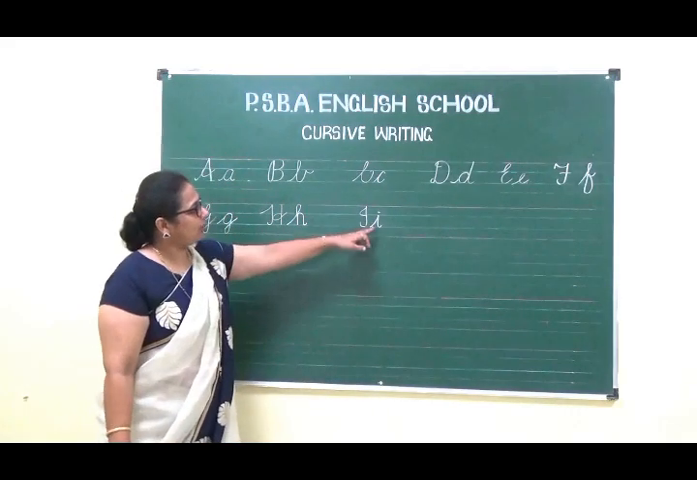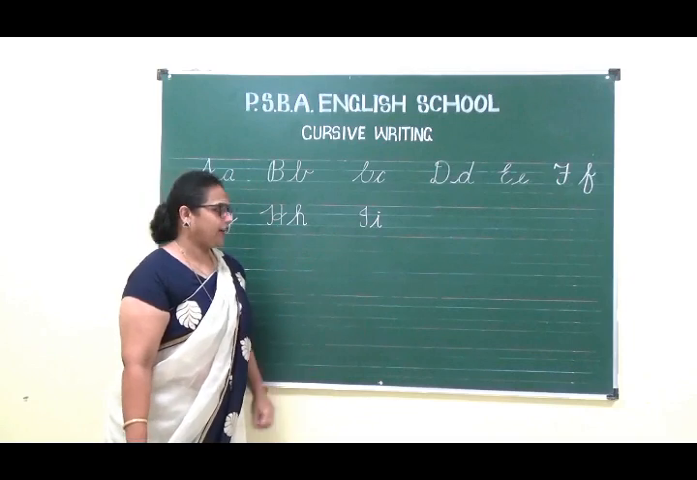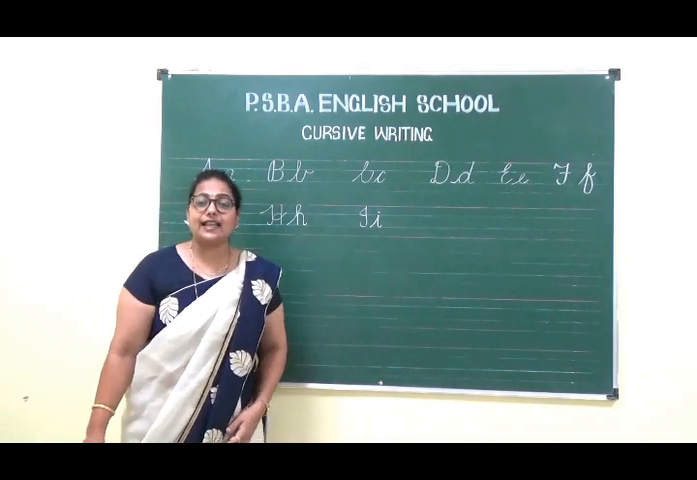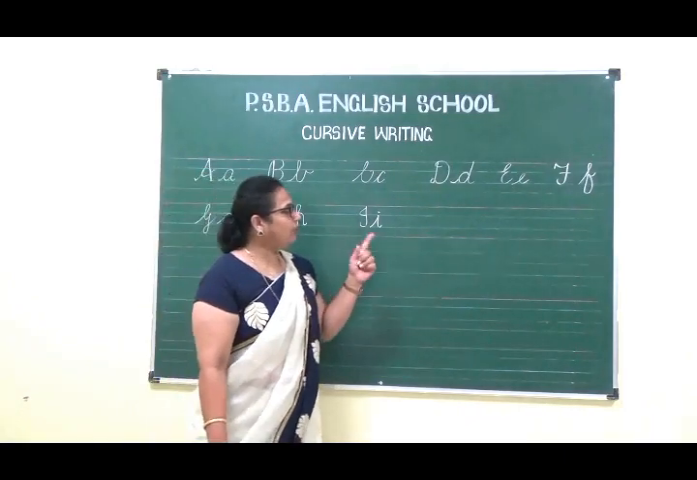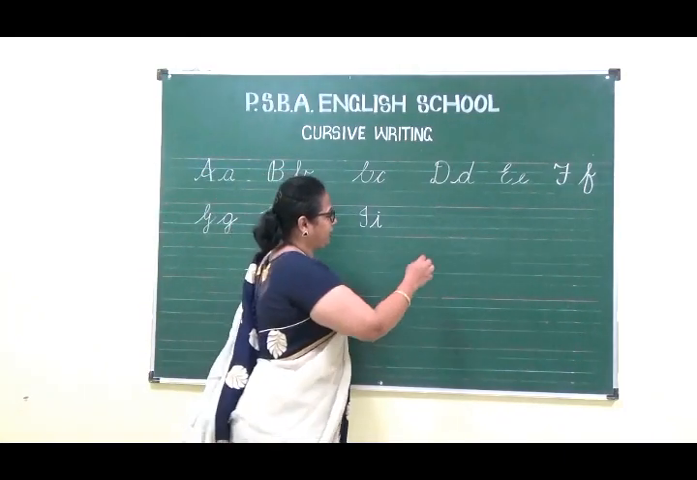is small cursive letter I. I says I. I for India. Very good. Now we move to the next letter, letter J.